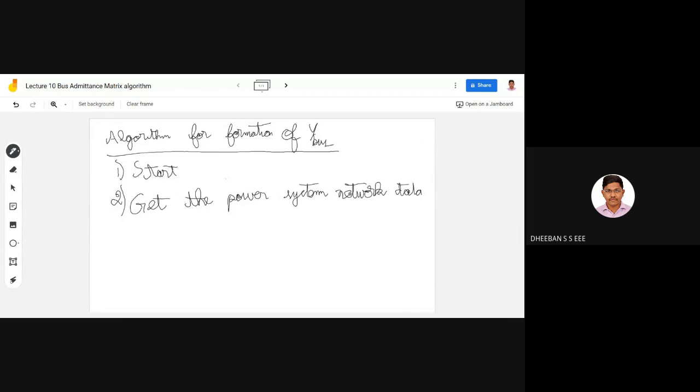Okay. So your third step is check the type of data, that is whether it is in admittance form, whether the given data is in admittance or it is in impedance form.